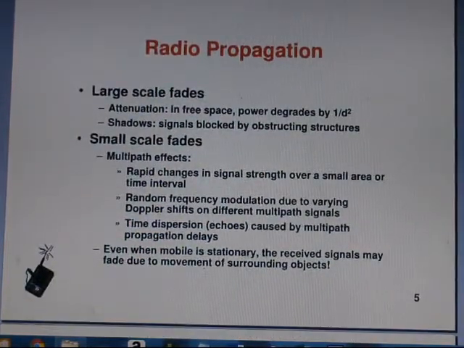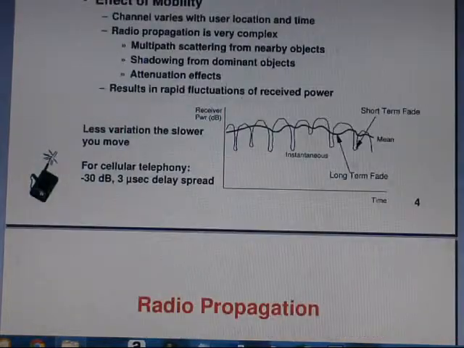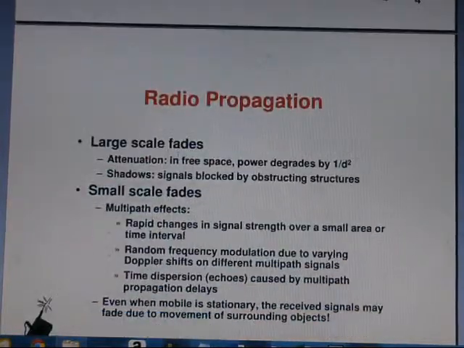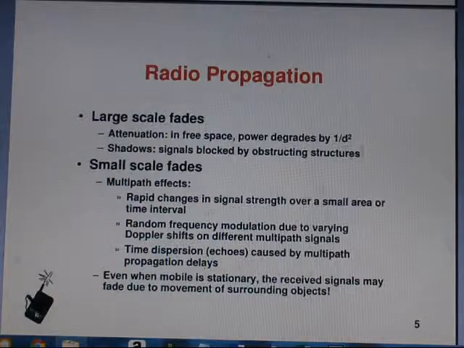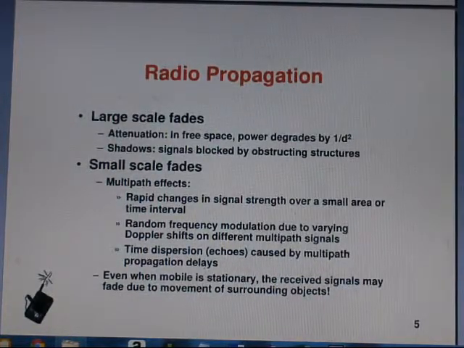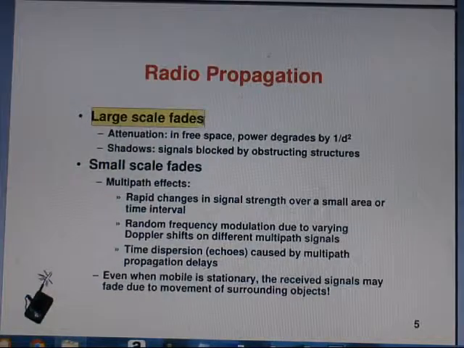And the same is also called the large scale fade. Those are the long term fade or the large scale fade. Large scale fades are the attenuation in free space, where power decreases by 1 over d squared, and shadowing, where the signal is blocked by obstructing structures. Those are the large scale fades. When the signal is blocked by obstructing structures, it can happen in the large scale fade.